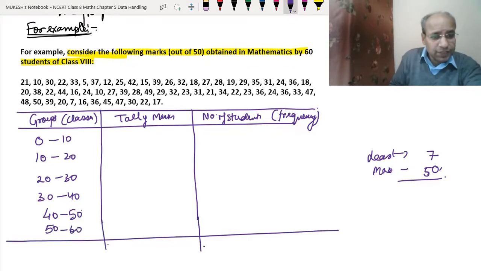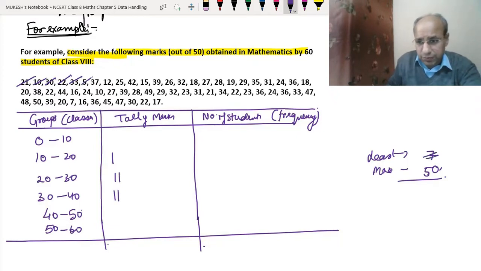Now, same way, first 21. So 21 will come between 20 and 30. 10. 10 will not come here, 10 will come here. So we will write 10 here. 30. Same way, 30 will not come here, 30 will come into this one. So we will write 30 here. 22 will come between 20 and 30. 33 will come between 30 and 40. 5. Yes, we got one more. So we have to change this. The least is 5. Okay.